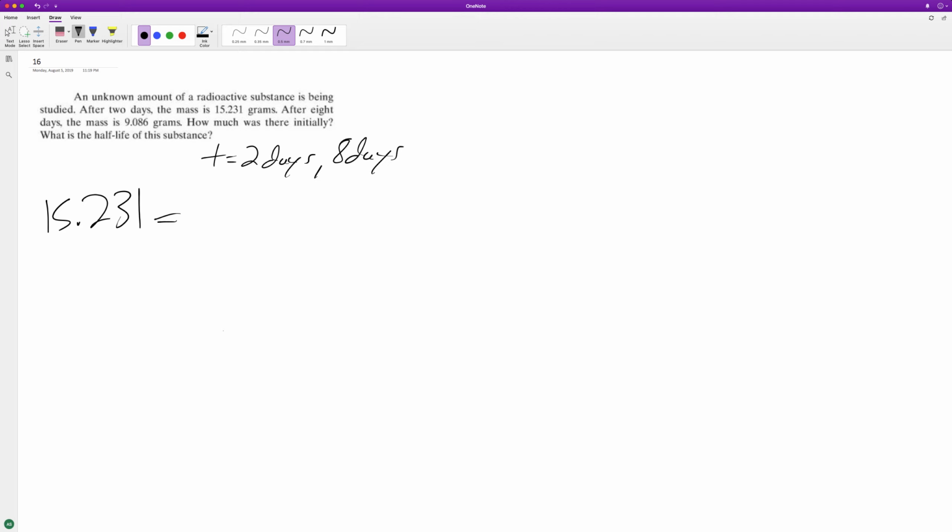So after 2 days, we have 15.231 grams. So that's y sub naught, which is the initial amount, times e raised to the kt. I should rewrite this as time is going to be 2, because k is likely a negative value, and that's how you end up with less. And then we have 9.086 is equal to y sub naught e raised to the k8.